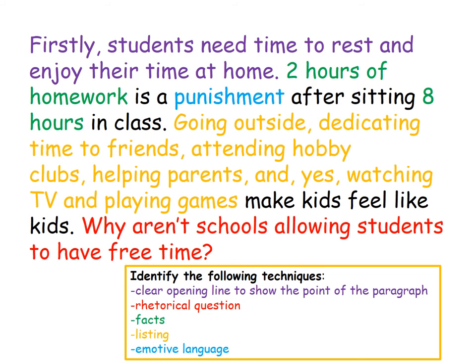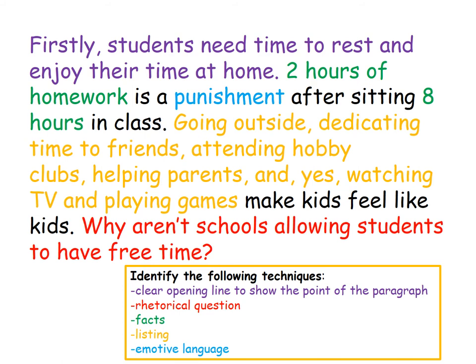And now we're on to the more difficult ones. So make sure you've ticked those first two or three. And now we're going on to listing. Going outside, dedicating time to friends, attending hobby clubs, helping parents, and, yes, watching TV and playing games. So that is my listing. I'm listing with commas all the good things students can be doing in the evening instead of homework. So for listing, you look for those commas. So really well done if you've got that one. It's a more difficult one.